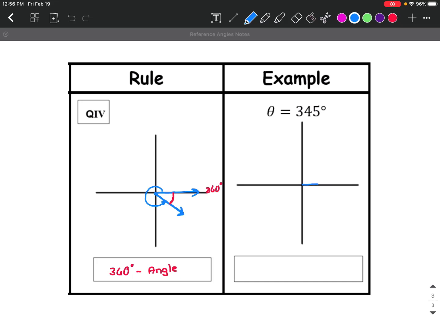So for instance, if we have an angle of 345 degrees, ooh, we went a lot. Now 360 would be all the way around. How close are we to that x-axis? Well, we didn't quite go 360 degrees, so if we subtract 345 degrees, we will get 15 degrees, which is our reference angle.